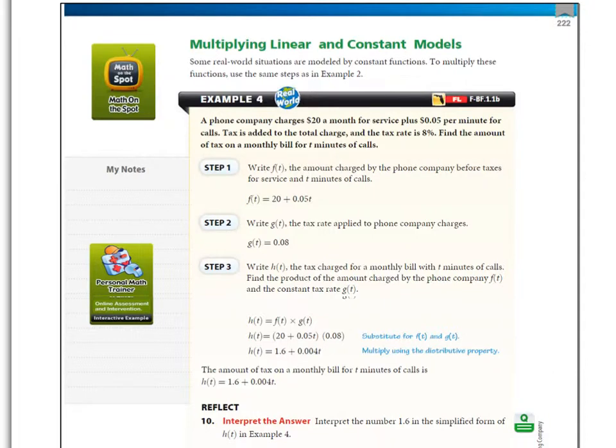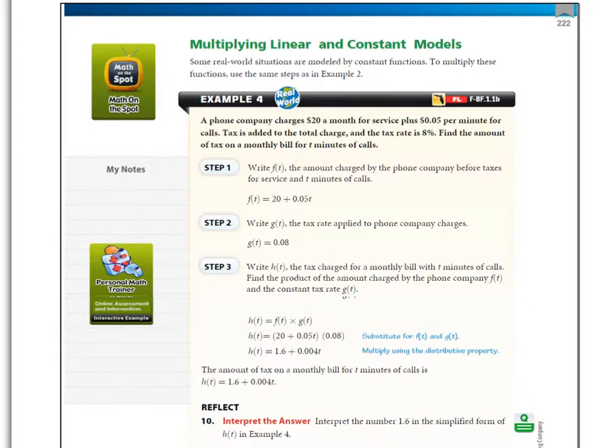Looking on the next page at example 4, not only do we sometimes add and subtract functions, but we also multiply. So this time we have a phone company, just one, that's charging $20 a month. So there's your flat fee plus 5 cents per every minute. And they're saying to represent T for minutes. I know we would normally write M.